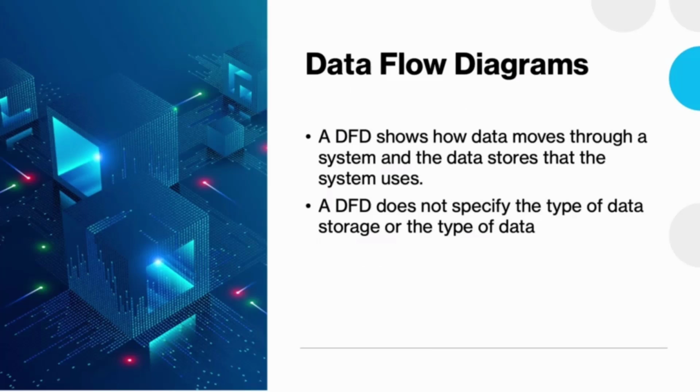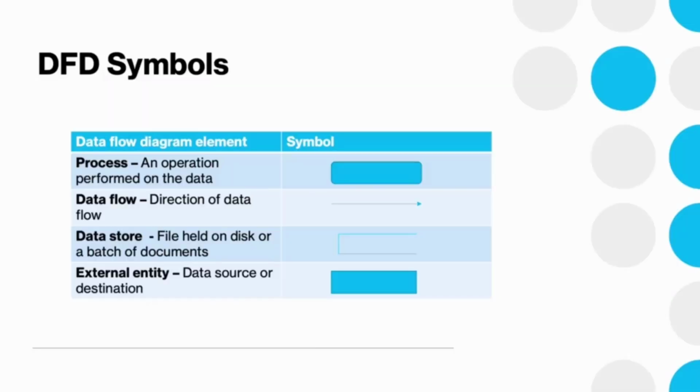A data flow diagram, or a DFD, shows how data moves through a system and the data stores that the system uses. A DFD does not specify the type of data storage or the type of data that is being stored. Here are the four data flow diagram symbols that are recognized by the IB.